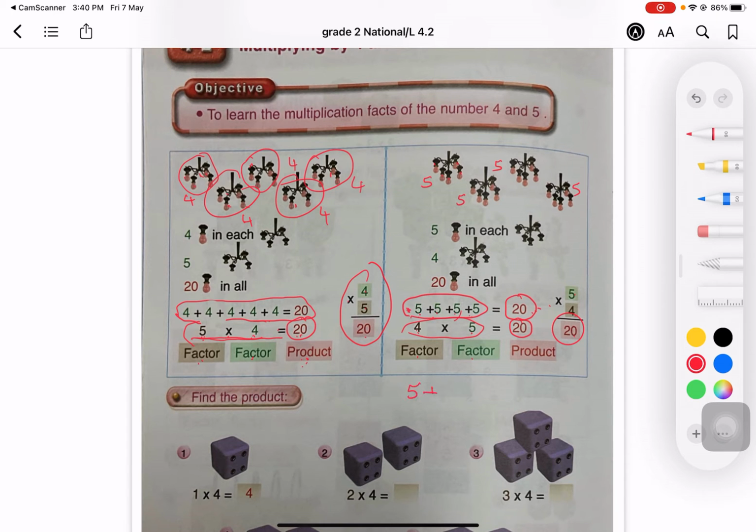If you say 5 plus 5 plus 5, the answer is 15. What you are doing, you are repeating the 5 3 times. So it is 3 times 5 equal 15. The number you are repeating, how many times? It's 3. So it's 3 times 5. Here look, they said 4 plus 4 plus 4 plus 4 plus 4. How many times you are repeating? 5 times. So it is 5 times 4. Count how many you are repeating.